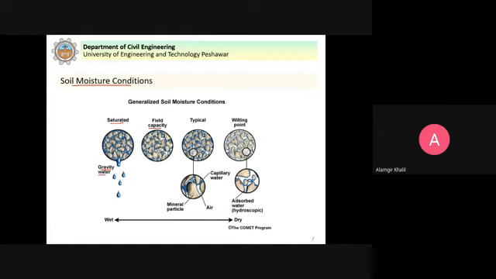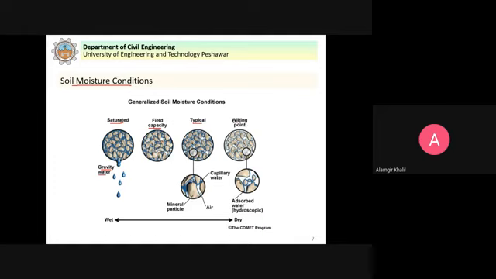Now typically, the pores of the soil are partially filled with water and partially filled with air, because the soil cannot be fully saturated. In the groundwater, the pores are completely filled with water, but in the unsaturated zone, the pores will be partially filled with water and partially filled with air. This is what you can see here also.